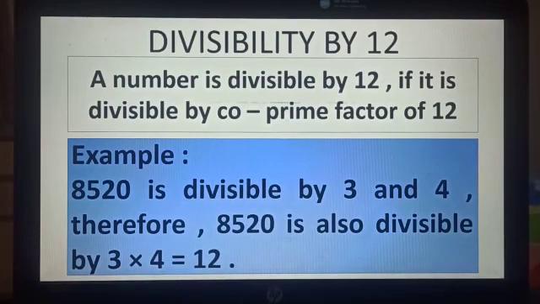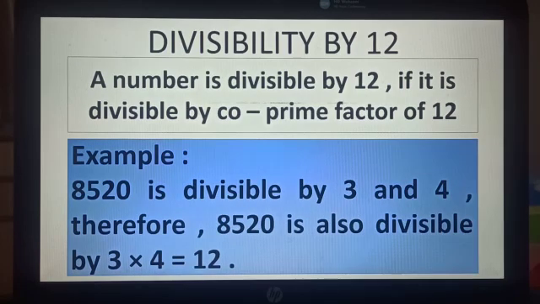Now we will check divisibility by 12. A number is divisible by 12 if it is divisible by co-prime factors of 12. Let us discuss the example. 8520 is divisible by 3 and it is divisible by 4. Therefore 8520 is also divisible by 3 multiplied by 4, which is equal to 12.